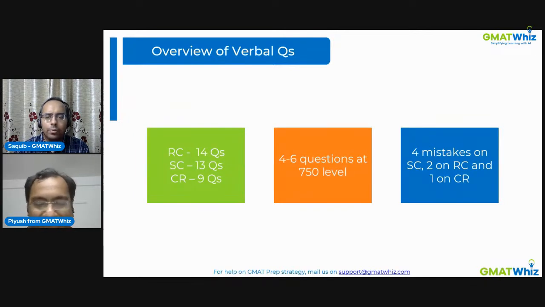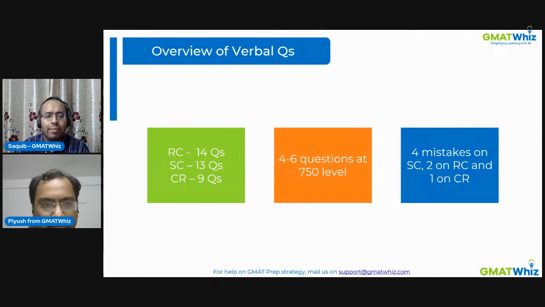Okay, so as far as the three sections are concerned, Piyush has already put up the data points. I got four RCs, one in each section. The split of the RCs was 3, 3, 4, 3 questions. In SC I had 13 questions, and CR had 9 questions.